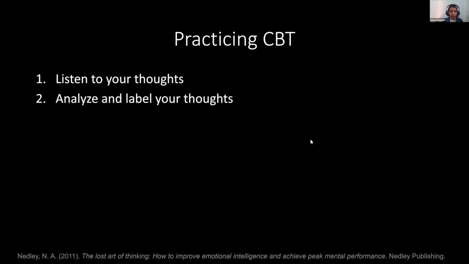And the third step, once we've analyzed and labeled our thoughts, that, okay, no, I've been doing mind reading, or this thought of mine is personalization. Then what do we do?